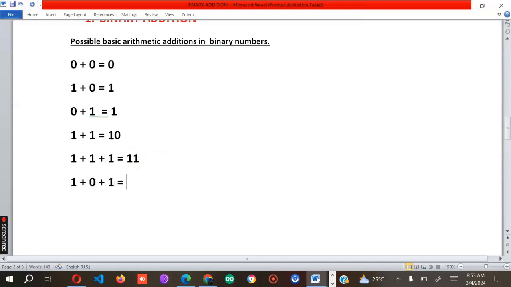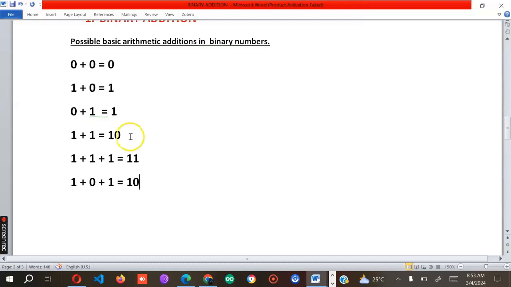But we also have another scenario whereby we have 1 plus 0 plus 0 plus 1. It should give you 1, 0. I hope we are together on that.